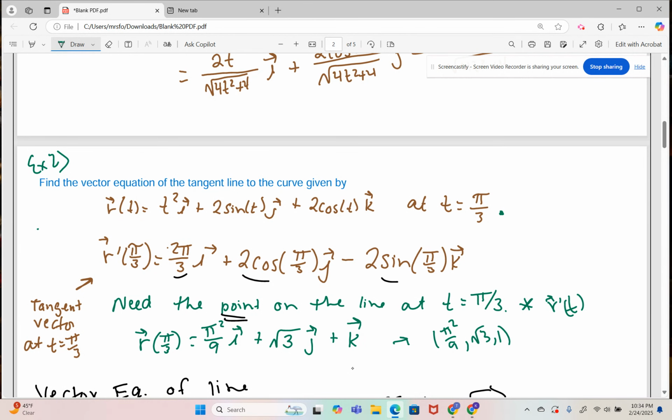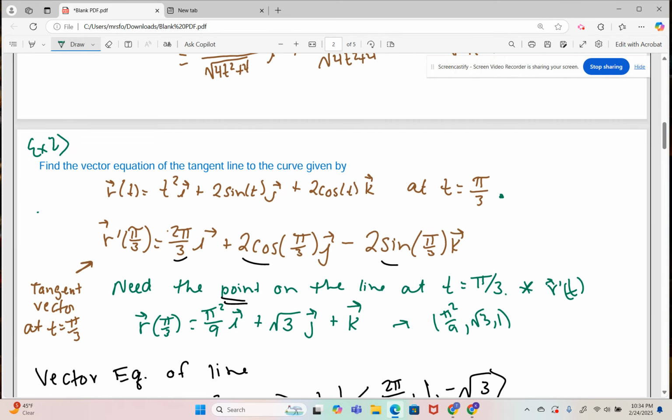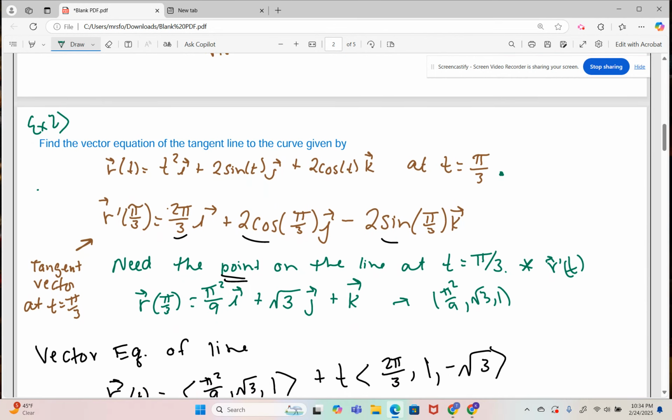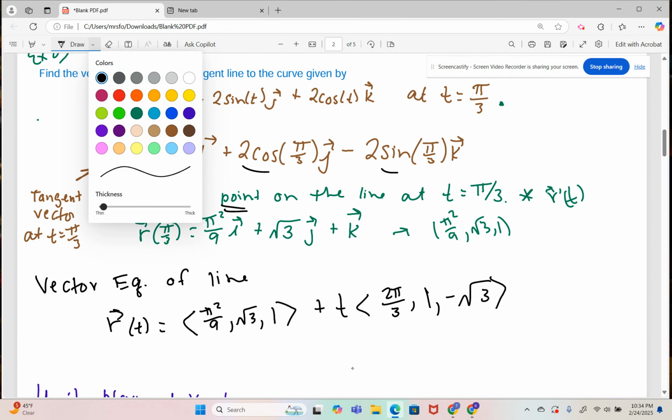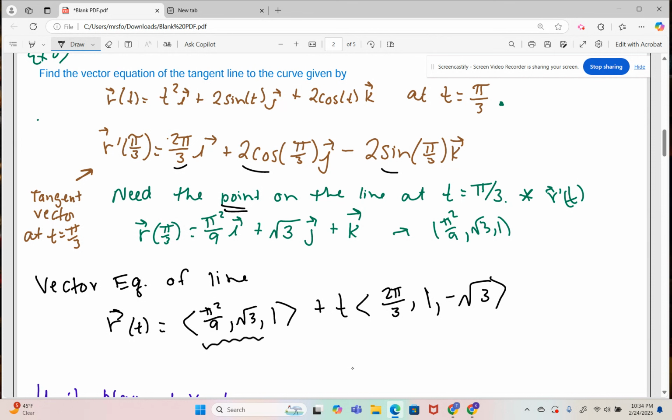That's a point. And remember, from the origin to that point, we can form a vector. So to write the vector equation of the line, we're going to take the vector that comes from the point plus t times the vector here for the derivative. So 2 pi over 3 comes down.